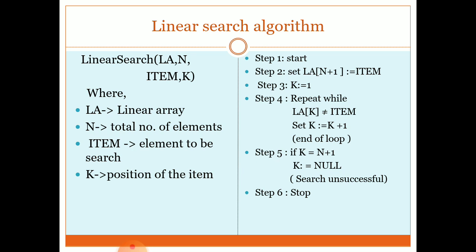After setting up the counter, we will compare every element from the first position with the particular item. So in step 4, I put: repeat while LA of K is not equal to item. Now repeat while means what? Until when do you have to continue the procedure? As long as LA of K, LA at that particular position K, is not equal to item. So initially the value of K is 1.